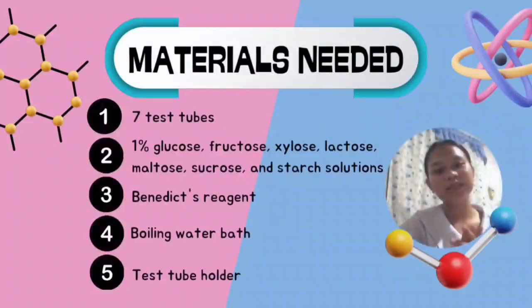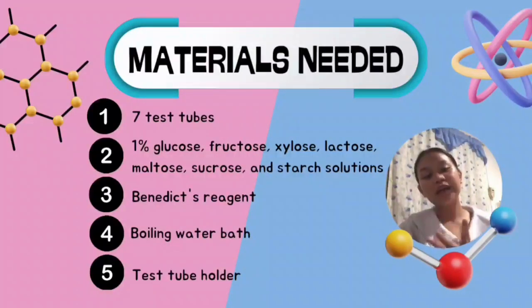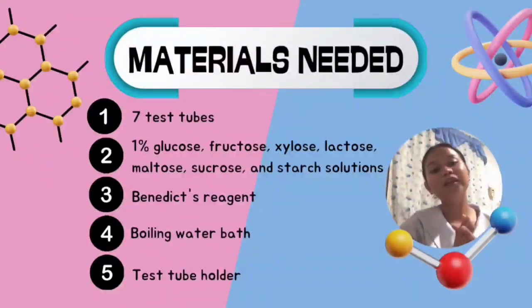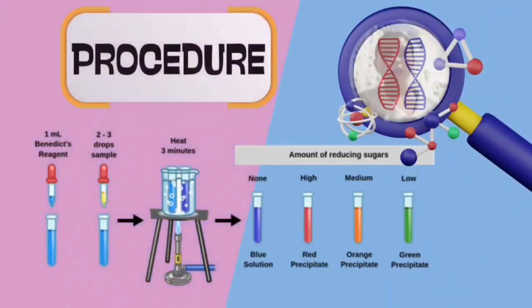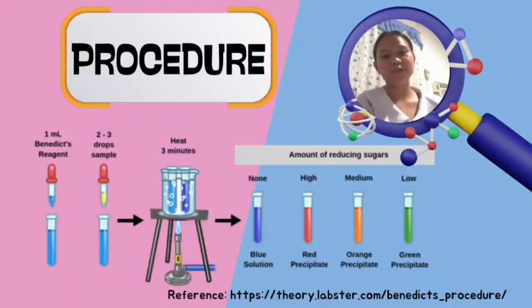So, to perform this test, we need 7 test tubes containing different carbohydrate solutions, Benedict's reagent, and a boiling water bath. The main ingredient here is Benedict's reagent, which reacts with the reducing sugars to produce a color change. Benedict's test is a chemical experiment used to check for the presence of reducing sugars. Reducing sugars are the types of carbohydrates that can donate electrons in a reaction.